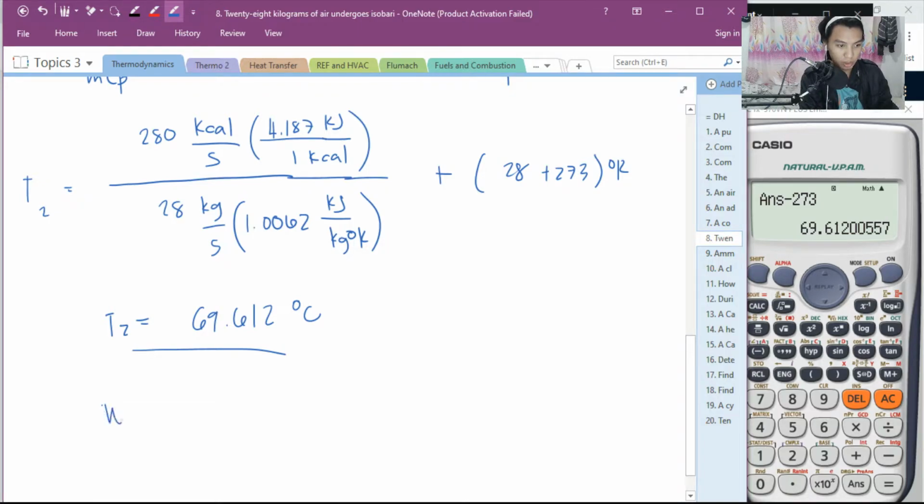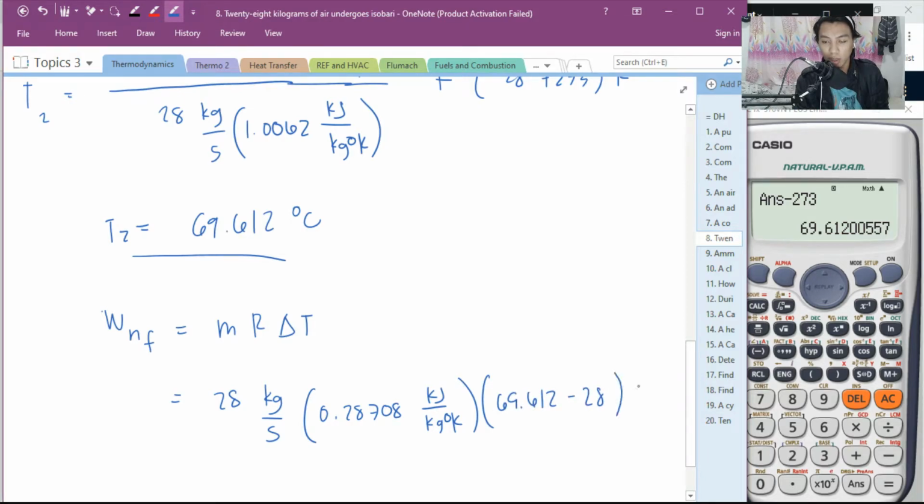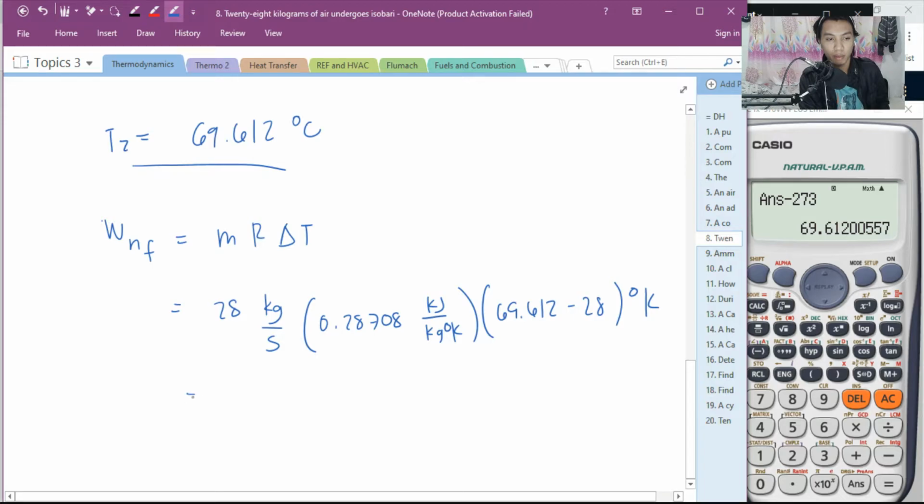Work non-flow is mR delta T. Meron na tayong T2. Okay. 28 kilogram per second multiplied to R ng air, 0.28708 kilojoule per kilogram degree Kelvin. Tapos T2 is 69.612 minus 28. Pag change in temperature, matik yan, degree Kelvin na agad. Hindi pala pwede yung kanina na tinuro ko yung diretso. Kailangan dadaan ka pa rin. Okay?